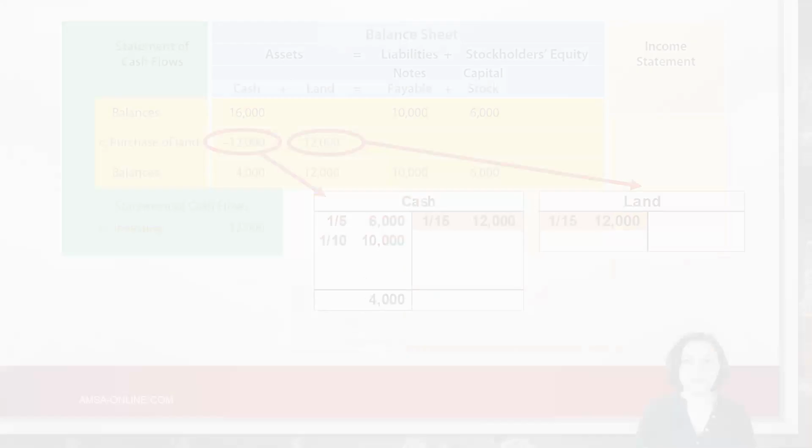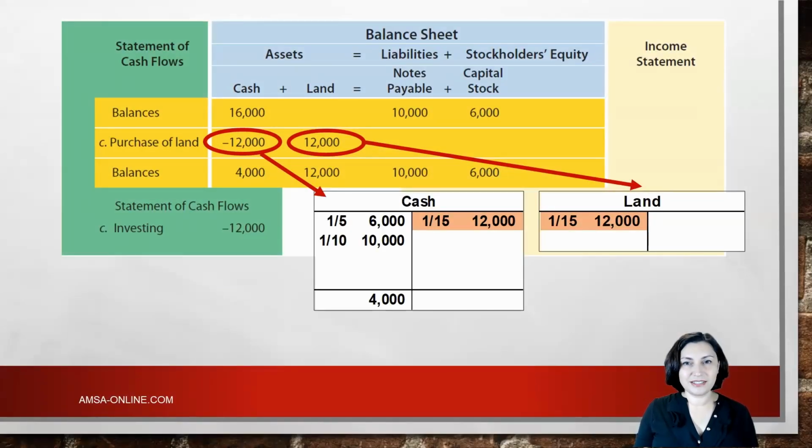accounts. The land account is an asset. An increase in an asset account is shown with a debit. The cost of the land, 12,000, is placed on the debit or left side of the ledger account. The cash account will decrease by 12,000. A decrease in an asset account is shown with a credit. The payment is placed on the credit or right side of the cash ledger account.